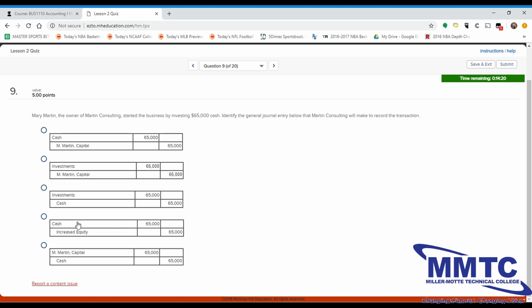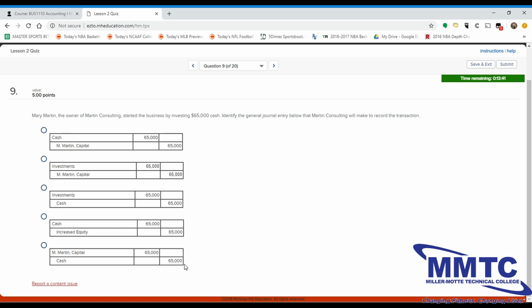Okay, so we want to record this transaction. You're the accountant, and somebody just walked into your office and put $65,000 on your desk. You have to record that money. First of all, they gave you cash. In order to increase cash, we would do what? Debit or credit? Debit. So we know we're going to debit cash $65,000.